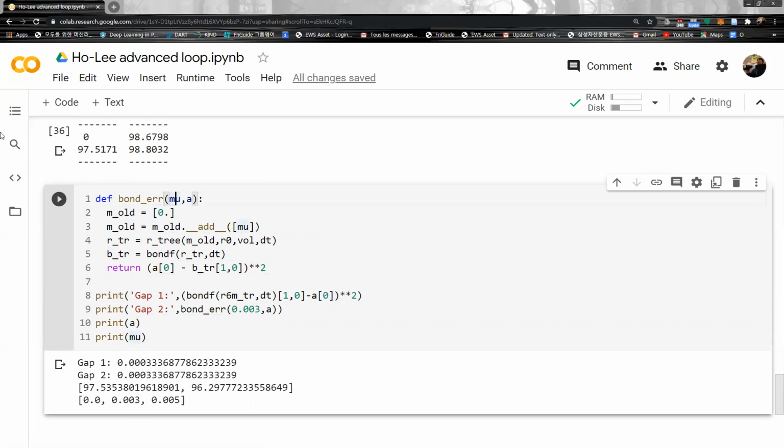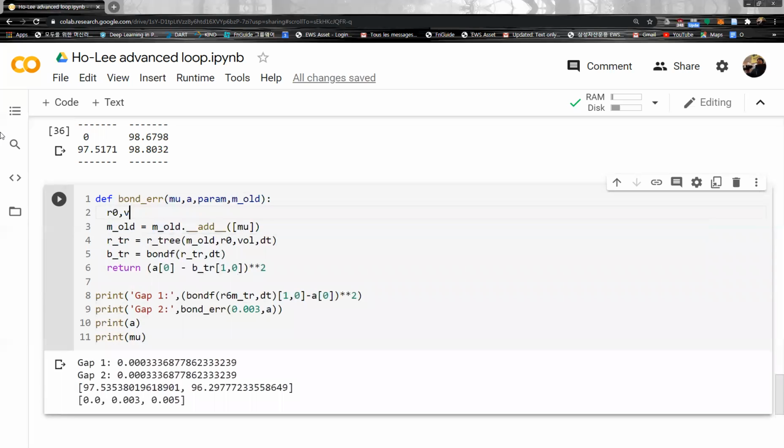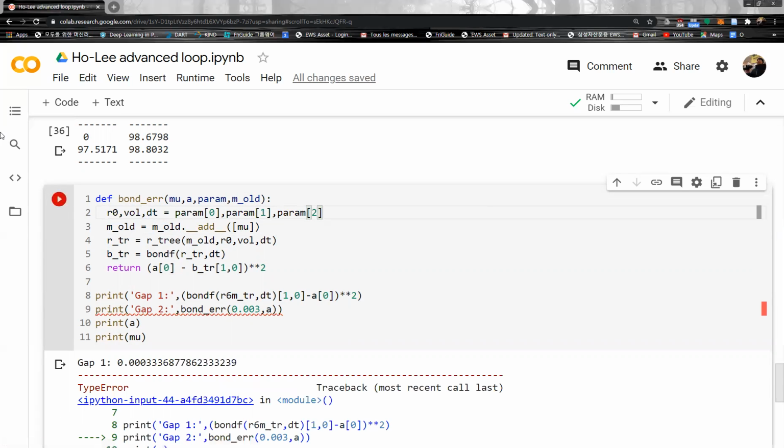Instead of this one, let's make it a function so that we make input m world as an input. Okay. And then this volatility and dt thing, let's make this one also input parameter. Okay. They are input. And then R0 volatility dt is simply param 0, parameter 1, and then parameter 2.